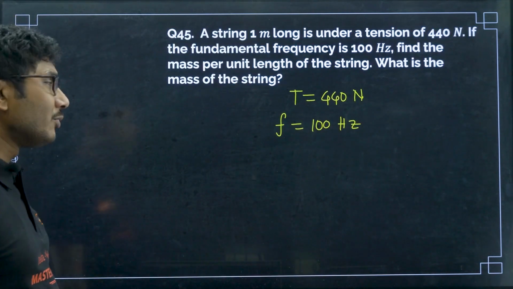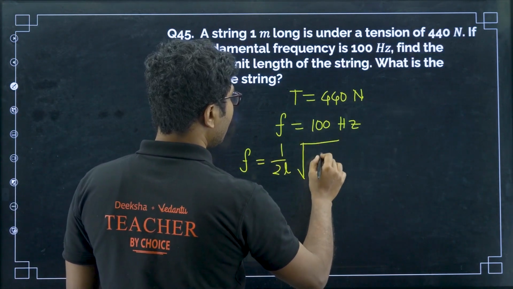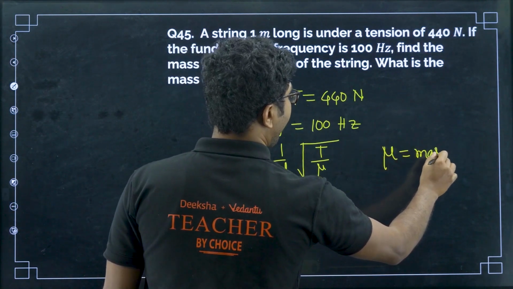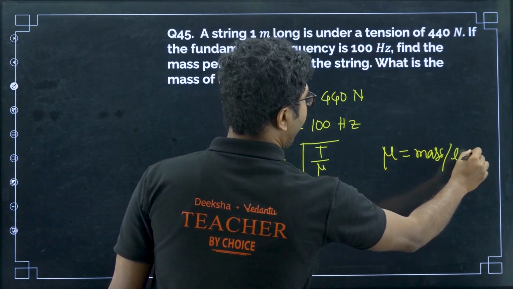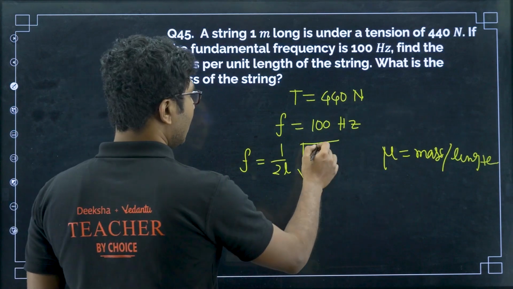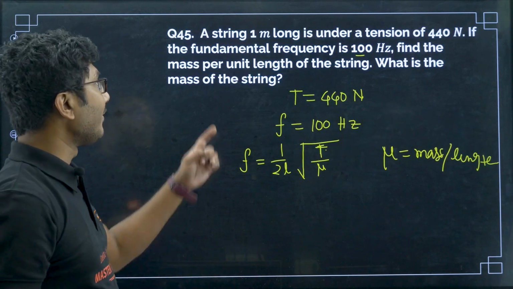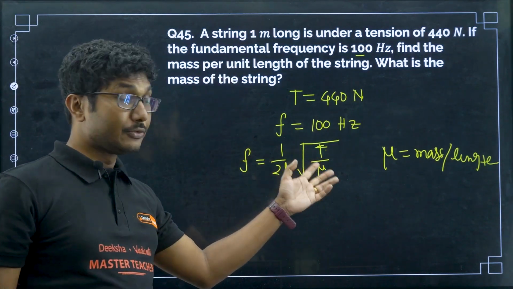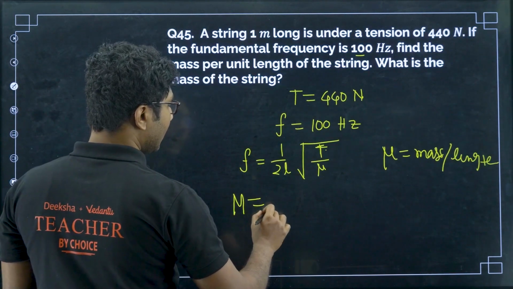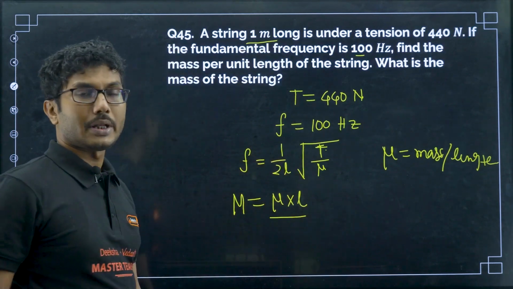Now, what is the formula for fundamental frequency? 1 by 2L square root of tension divided by mu. Here mu is the mass per unit length. This is the formula for frequency. Frequency is already given, 100 Hertz. Tension is given, length is given, 1 meter. Put the values and you can calculate whatever mu is. Now, the total mass will be mu into L. L is 1 meter and mu you can calculate. From there you can calculate the total mass.